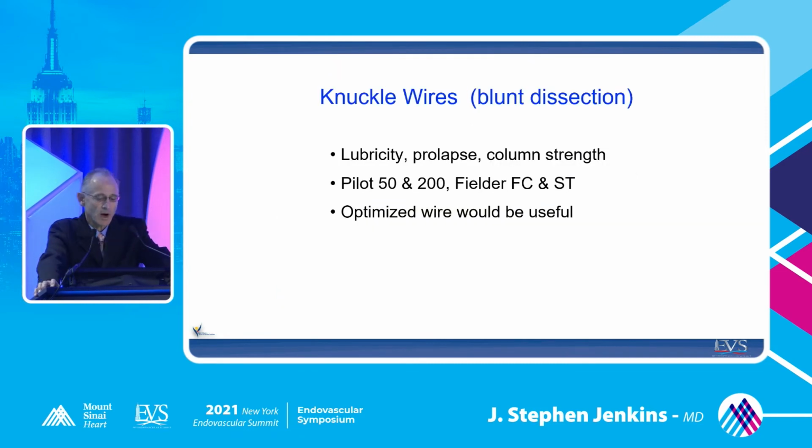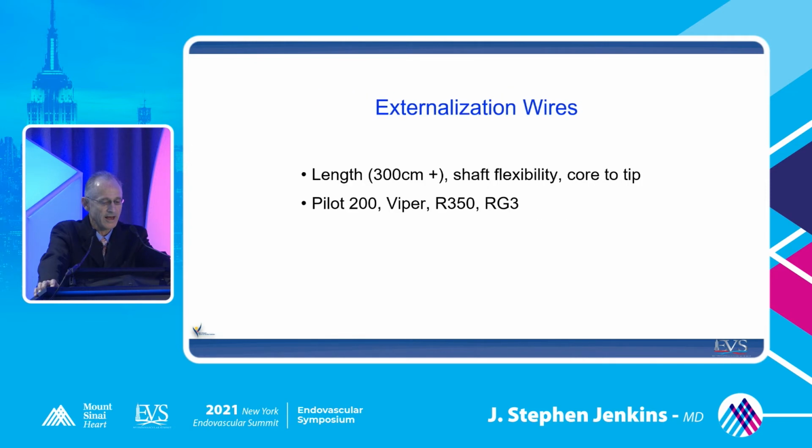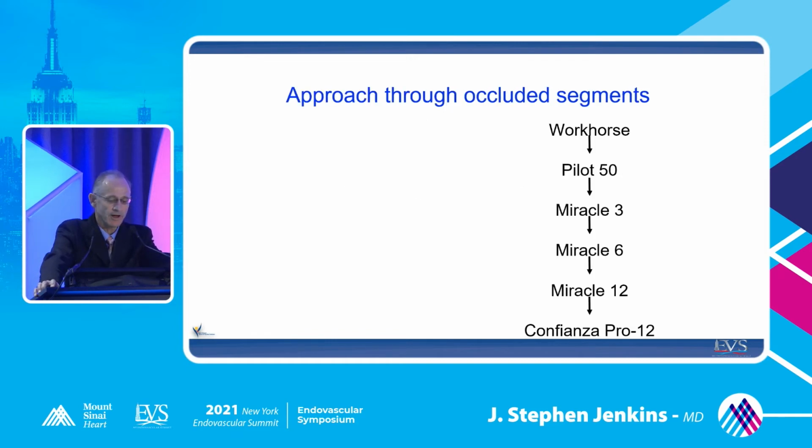A knuckling wire needs to have a good column strength. It needs to have lubricity so that you can prolapse it and snowplow it through plaque. And externalization wires, you can take a piece of wire off of the fence and use that. You just need a long wire. Pick a couple that you use. You don't have to use mine.